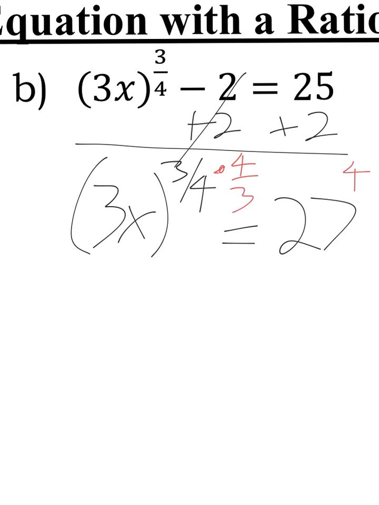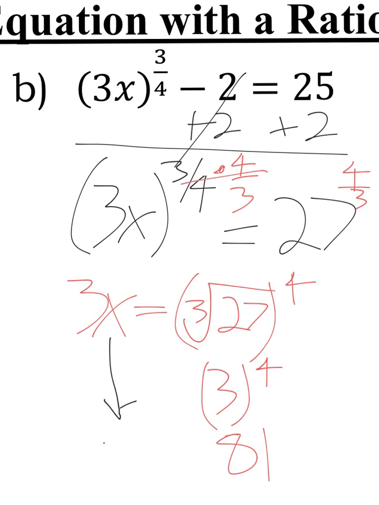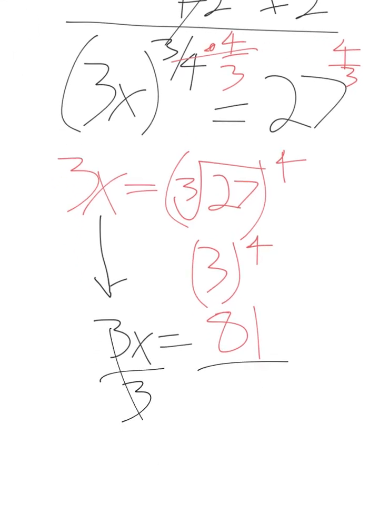So I'm going to flip it and do 4/3 to both sides, okay? So I have 3x equals, and remember, the bottom number, the denominator, is your radical or your root. So I'm going to do the 3rd root of 27, and the top number, the numerator, is your exponent. So I'm going to raise it to the 4th power. The 3rd root of 27 is 3, and 3 to the 4th power is 81. So I have 3x equals 81. Just divide by 3, and we're back to 27. That's the final answer.